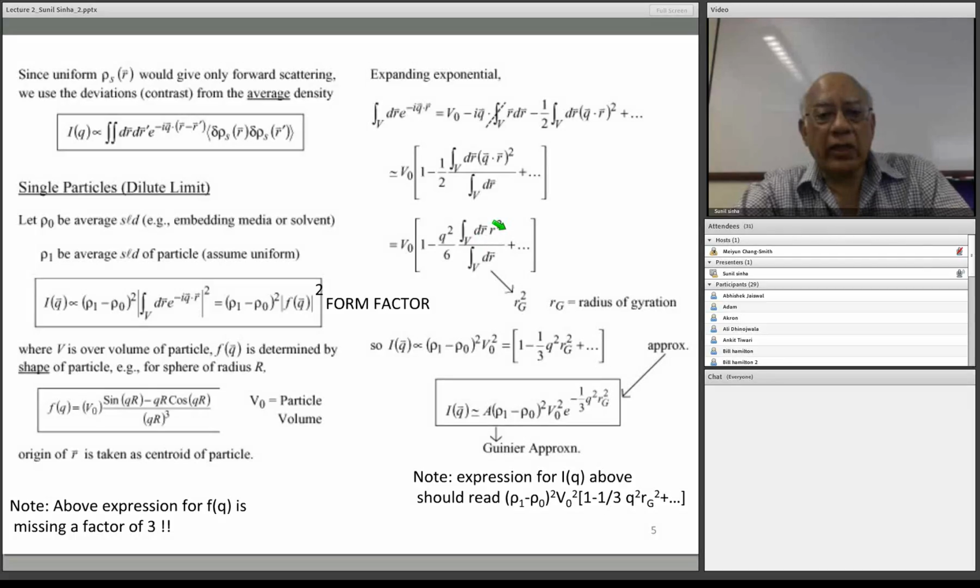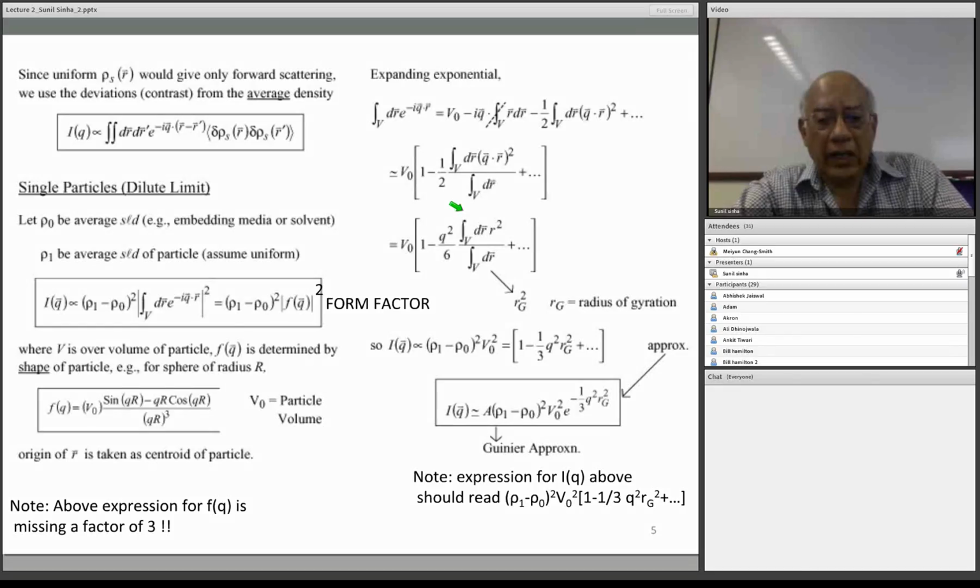And this integral is nothing other than the second moment of the shape of the particle, basically r squared dr over the volume of the particle. By the way, this is a 3-dimensional integral, and this dr is meant to be a vector integral over the volume of the particle and not a scalar integral. So when you modulus square this, it is a small correction to 1, so this becomes 1/3 because of the factor of 2.